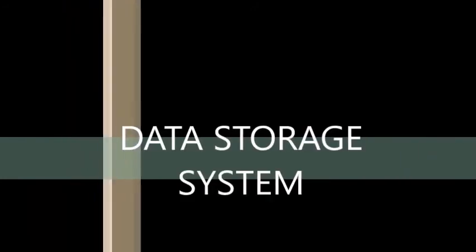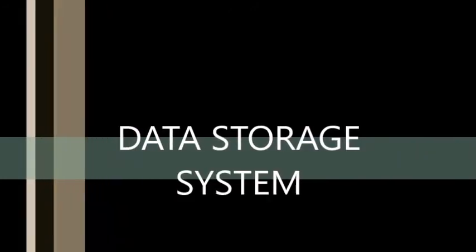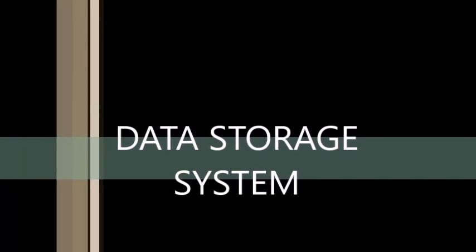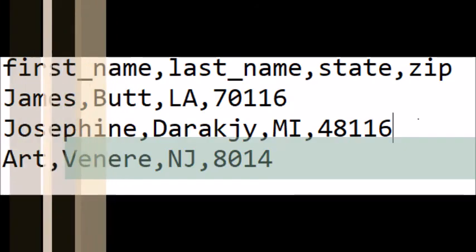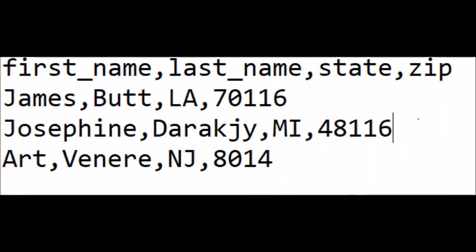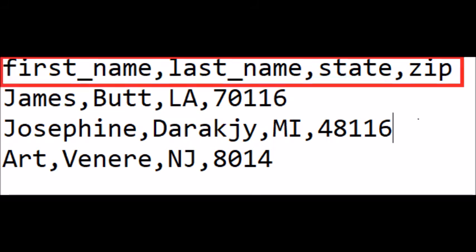CSV stands for comma separated values. It is a type of data storage system that allows the user to store text in a way that's easy to separate and easily retrievable. Here is an example of a small CSV file. As you can see, there are multiple lines and the data in between each line is separated by a comma.